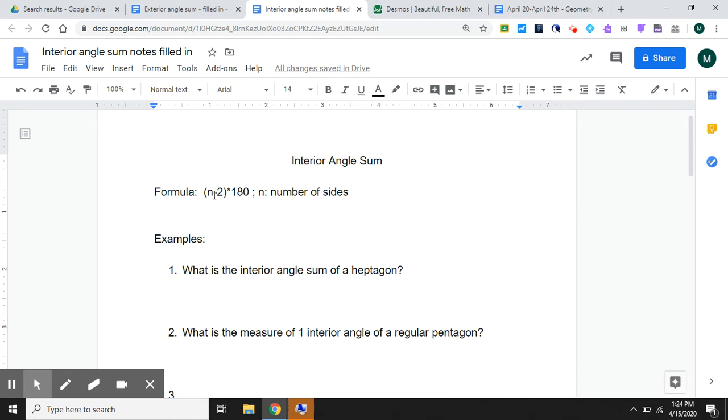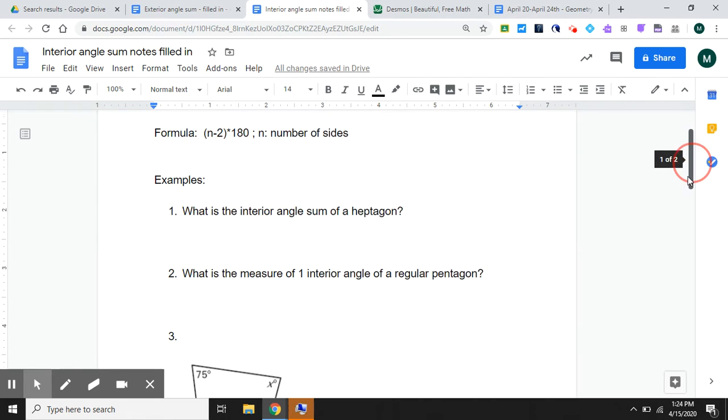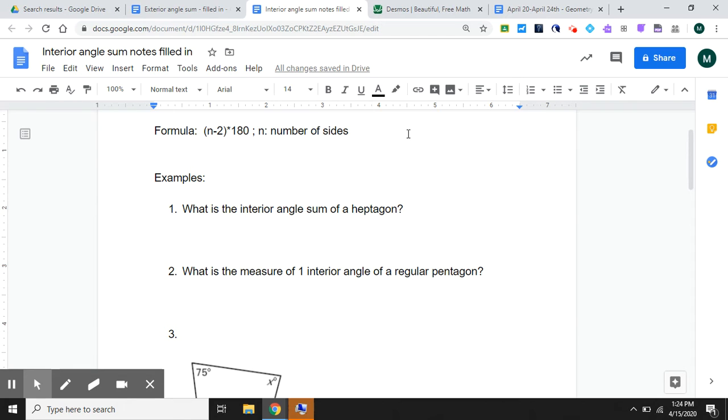Alrighty, and if you remember back from the other video, n minus 2 was how we figured out how many triangles were in each polygon, and 180 degrees is the number of degrees in a triangle, so then you just take the number of triangles and times it by 180. So n minus 2, again, n is the number of sides, times 180.